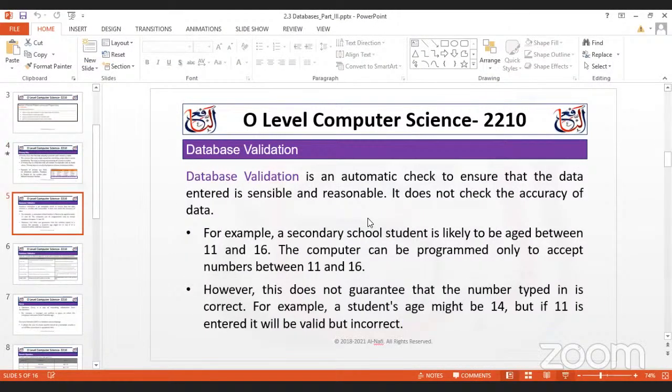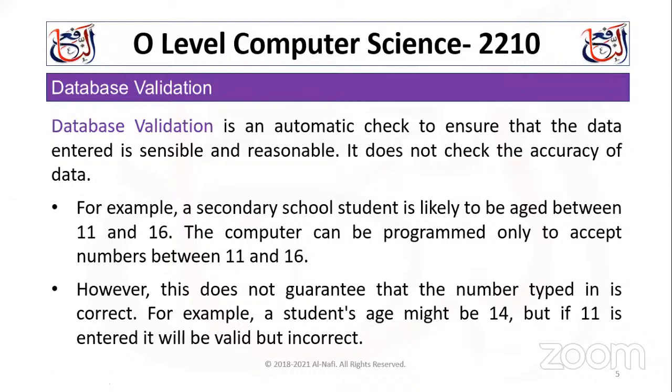The next one we have is database validation. A validation is an automatic check to ensure that the data entered is sensible and reasonable. क्या ये पॉसिबल है कि एक स्टूडेंट 100 मार्क्स में से 102 स्कोर करे? नो. So the data is not sensible. So for example, a secondary school student's grade might be between 11 and 16. The computer can be programmed only to accept numbers between 11 and 16. If it's 17, it is out of range.